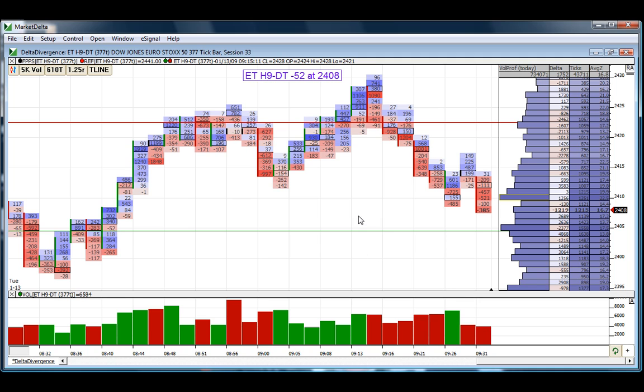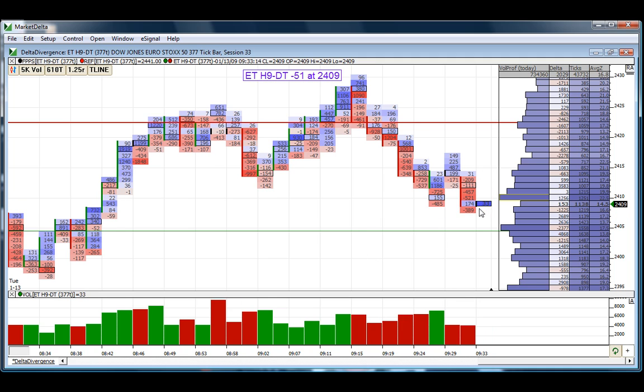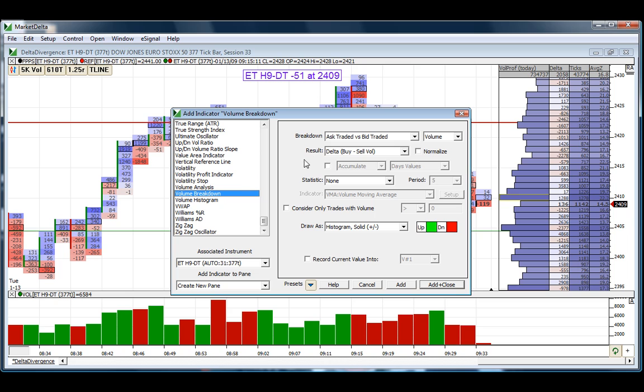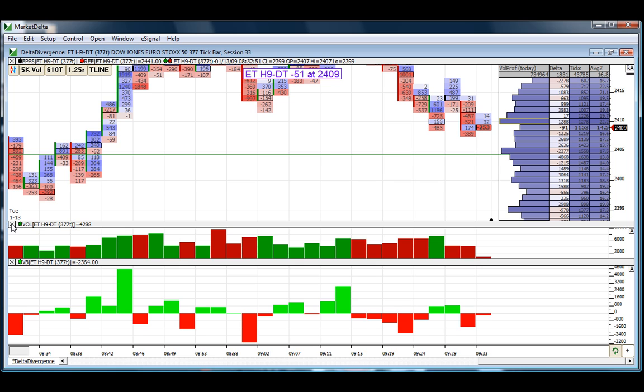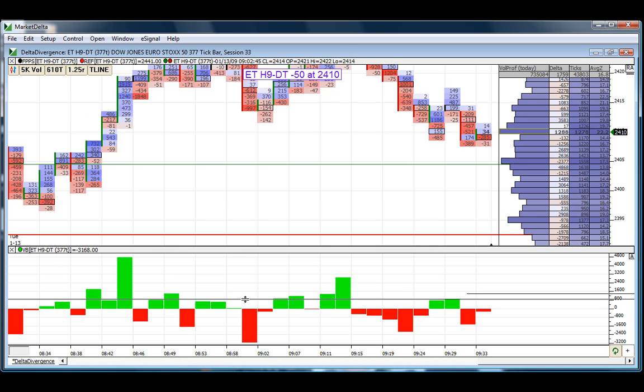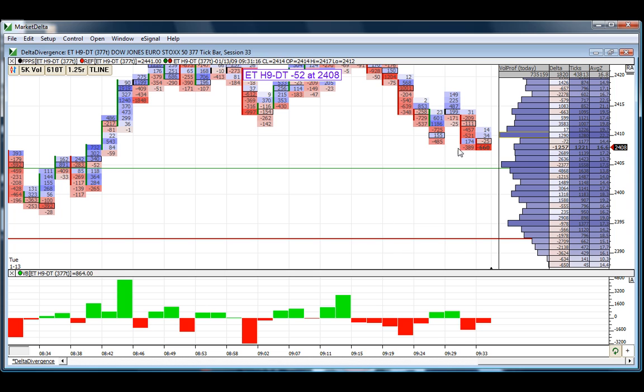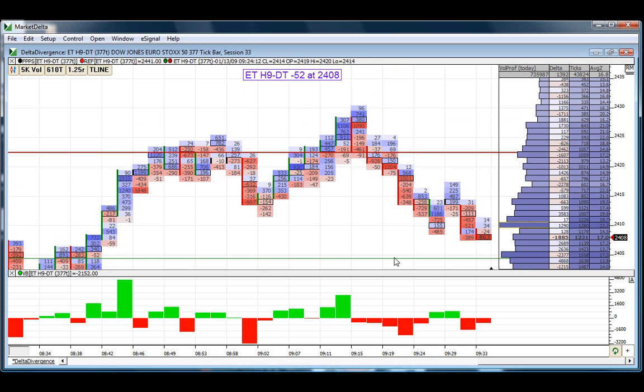One way of seeing this, not on a price by price basis, but on a bar by bar basis, would be to add the volume breakdown indicator. I'm going to do that real quick so that we can see what this would look like. I'm just going to go with the general standard settings, and I'll go ahead and remove the volume histogram. This would show us now the delta per bar. You can see the value, the scale over here, but this gives us an idea of whether it was negative or positive for the particular bar. And so you can see this coincides with what we just talked about.